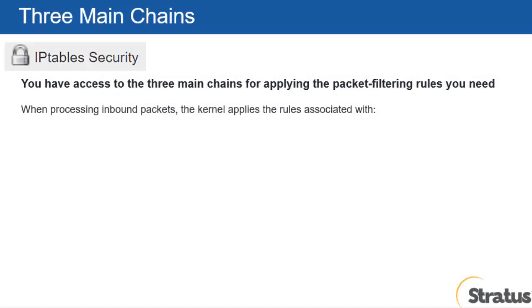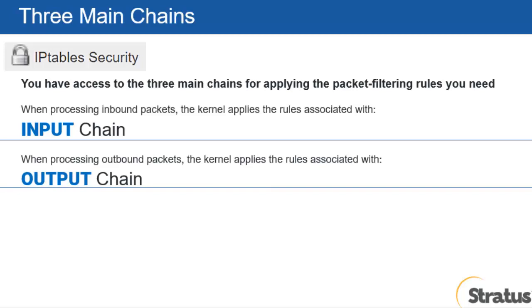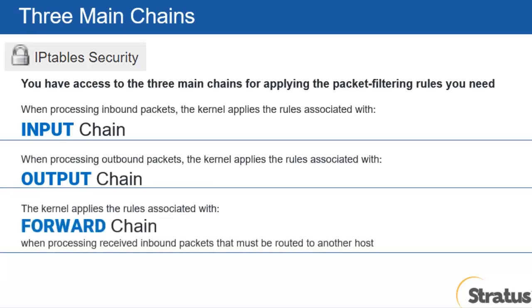When processing inbound packets, the kernel applies the rules associated with the input chain, and when processing output packets, the kernel applies the rules associated with the output chain. The kernel applies the rules associated with the forward chain when processing received inbound packets that must be routed to another host. Rules are applied in the order of the rule ID. A rule ID is similar to a row ID where, for example, rule ID 1 equals row 1. Instead of creating rules, however, you can load default settings for the rules.